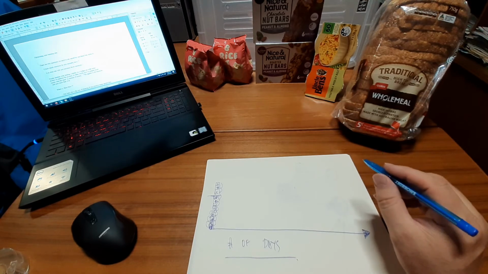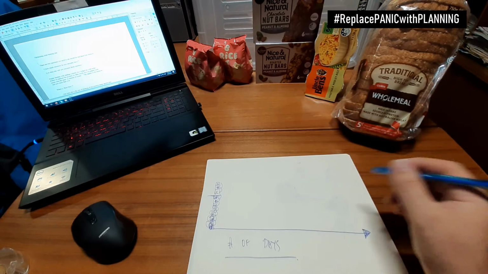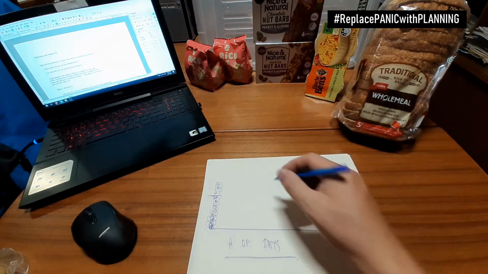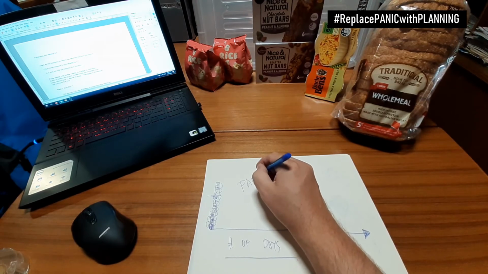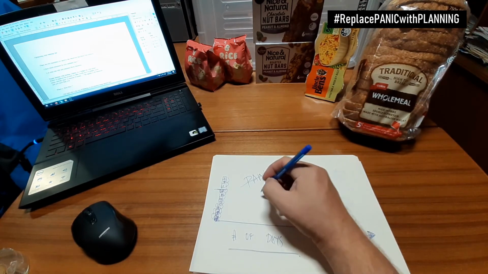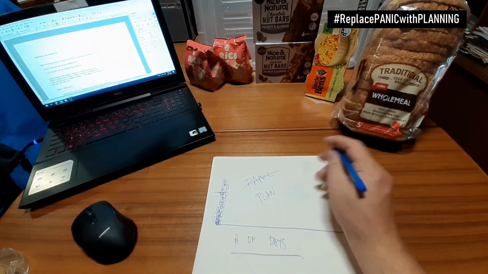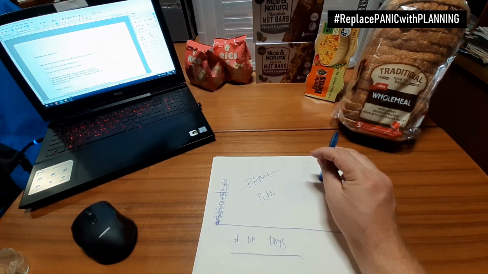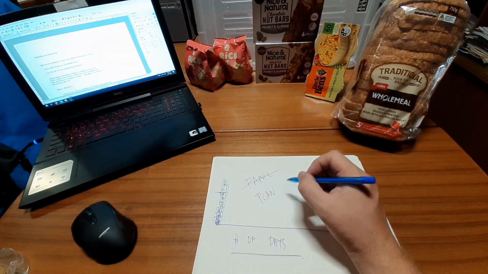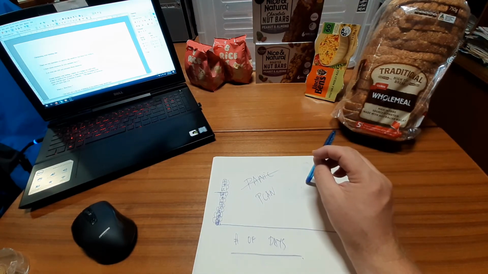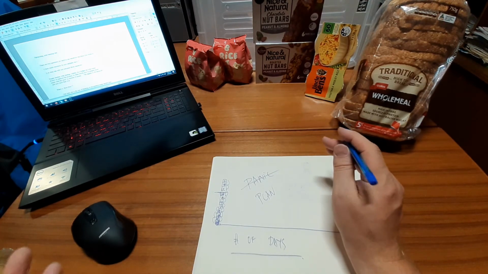Make sure that you plan out what your action is going to be. So we replace panic with planning. We turn panic into a plan, a plan of action to move forward. So the first thing that you need to do is work out the quantities of everything that you have.